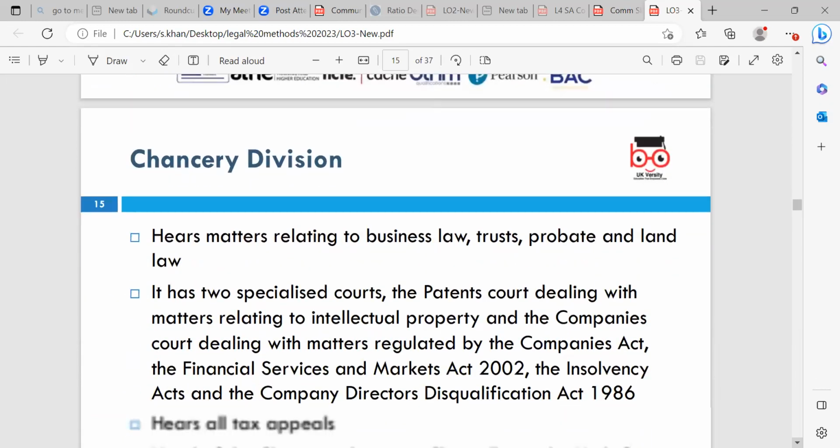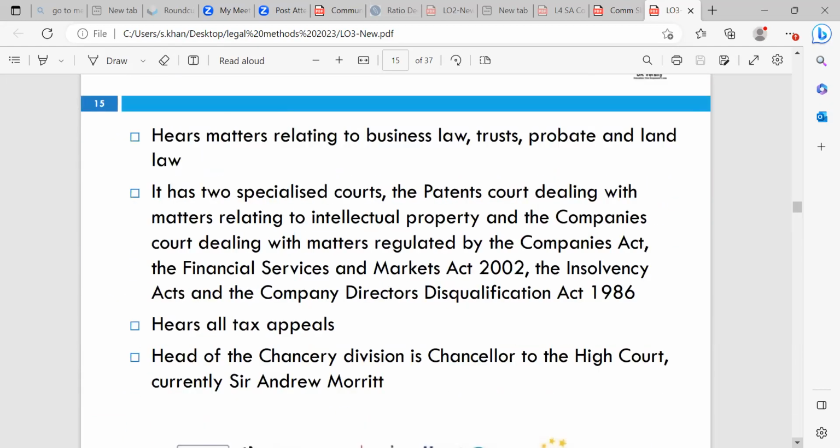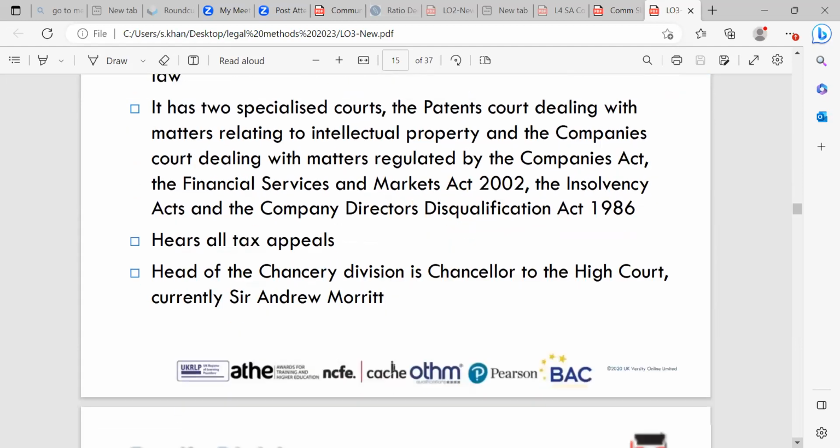The Chancery Division hears matters relating to business law, trusts, probate, and land law. It has two specialised courts: the Patents Court, dealing with matters relating to intellectual property, and the Companies Court, dealing with matters regulated by the Companies Act, the Financial Services and Markets Act 2002, the Insolvency Act, and the Company Directors Disqualification Act 1986. It hears all tax appeals, and the head of the Chancery Division is the Chancellor of the High Court, currently Sir Andrew Murray.